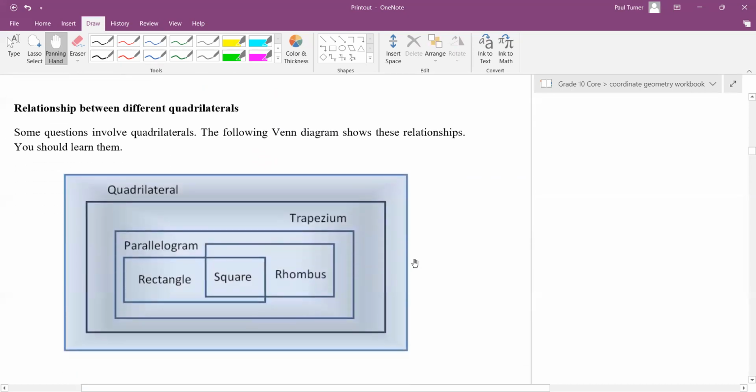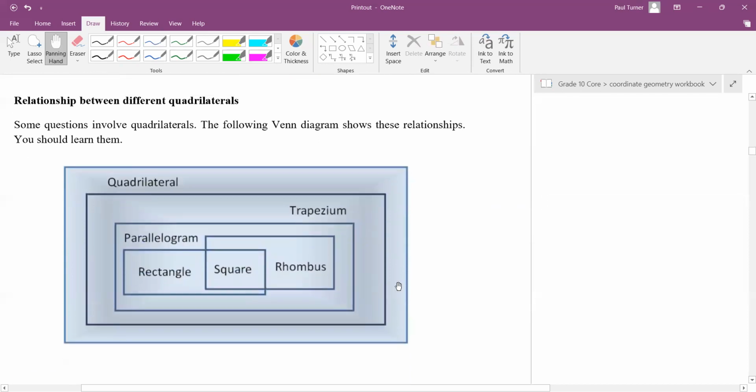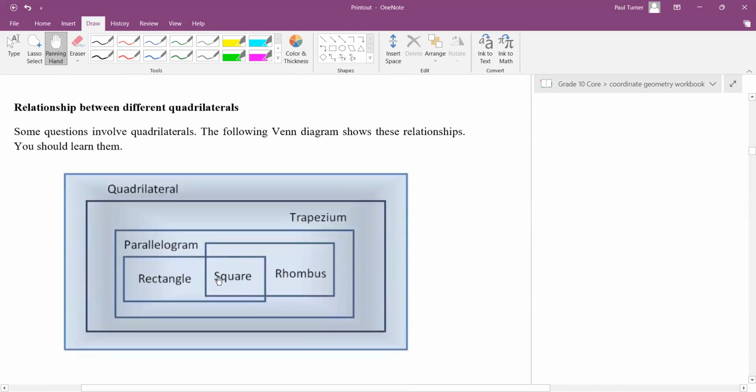Well, this looks like a Venn diagram, doesn't it? Let me just talk about this first. Many of your questions involve quadrilaterals. A quadrilateral is any 4-sided object, any shape. For example, that's a square, right? That's a quadrilateral as well. The square is in here. All squares go into here, that's the inside of the Venn diagram. But it's also a quadrilateral.